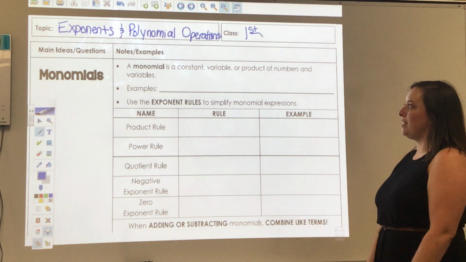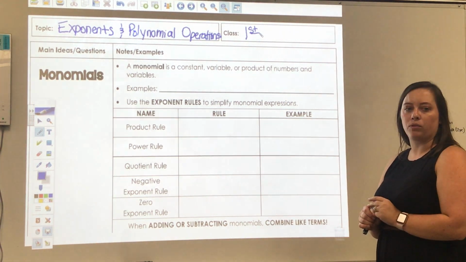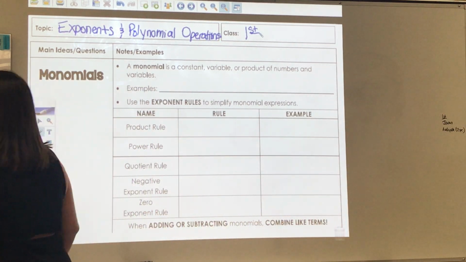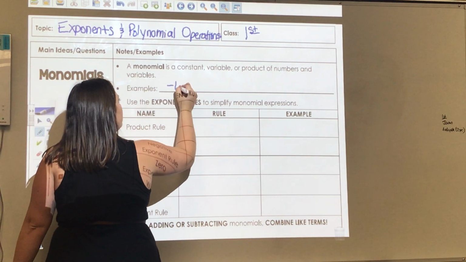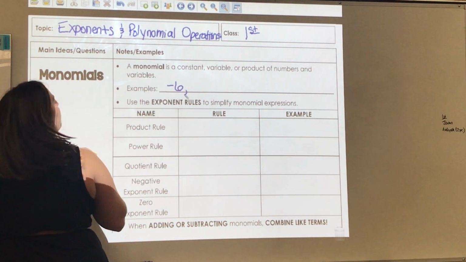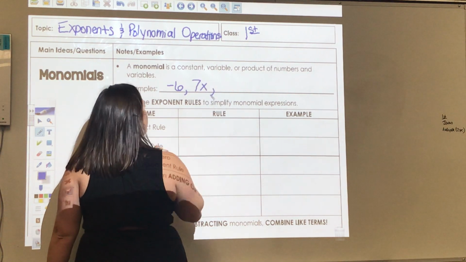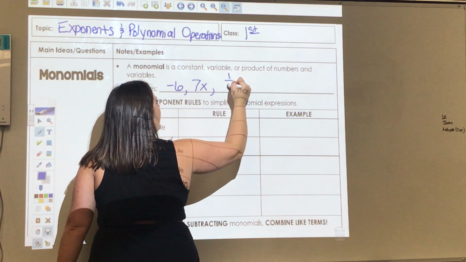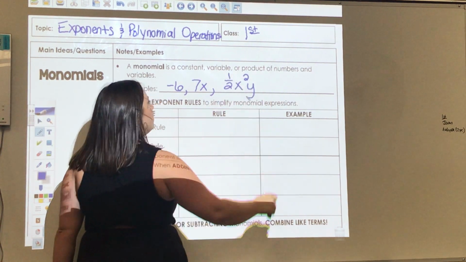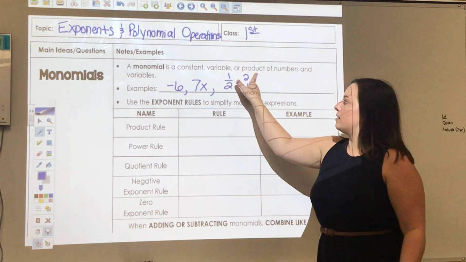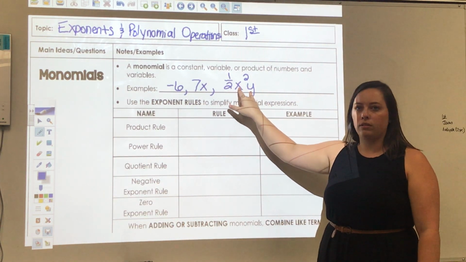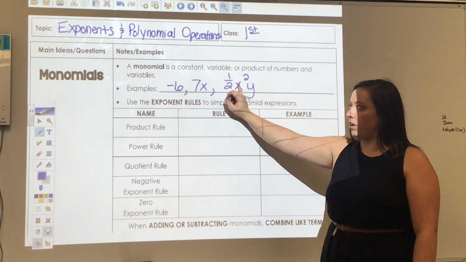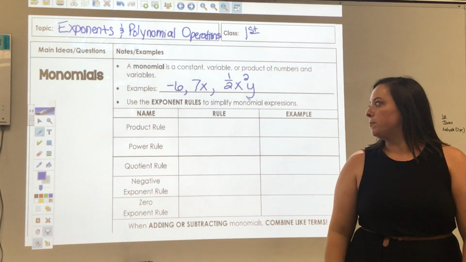So a monomial is a constant, variable, or product of numbers and variables. Mono means one, so we're looking at something with one piece to it. An example of a monomial would be just a number like -6. Another example would be 7x. We call that an expression when we add a letter to it. And another example would be 1/2 x squared y. Some students may be confused. Why is this considered a monomial if I've got two letters? When we have two letters, if there's not a plus or a minus in between, it is still a monomial, okay? All of these are examples of monomials.